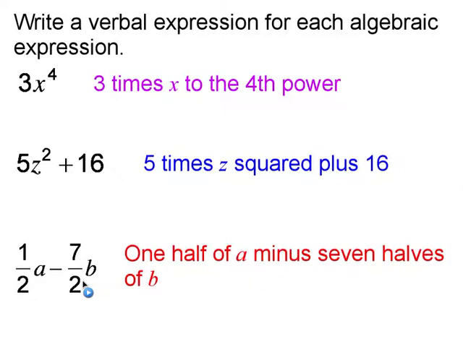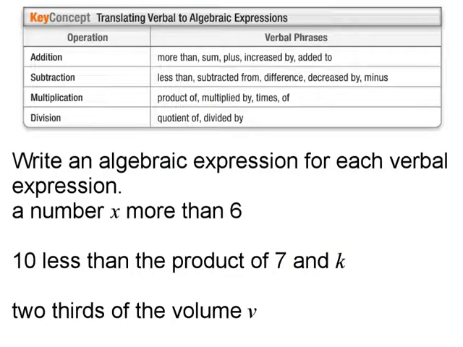All right, so let's see what we have on the next slide. You don't need to write this down. Let's just go through it, because this is a table taken from your book. Addition: these are all the words that indicate addition. More than, sum, plus, increased by, and added to. Those all mean that you're going to add. For subtraction: less than, subtracted from, difference, decreased by, minus. Those all indicate subtraction.